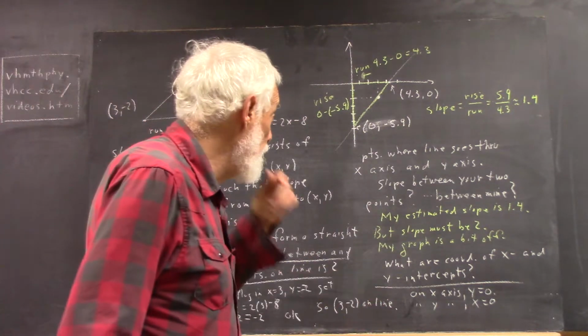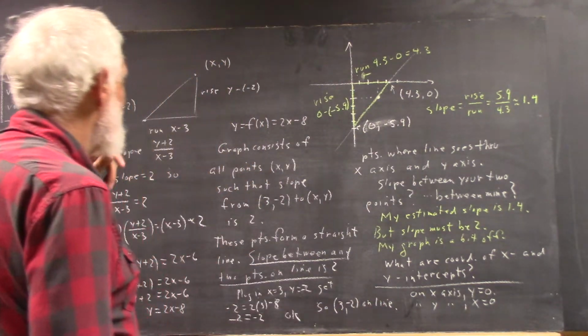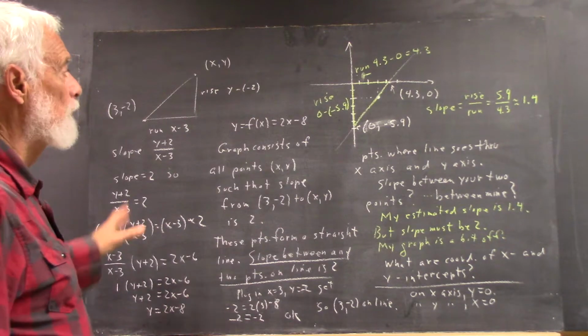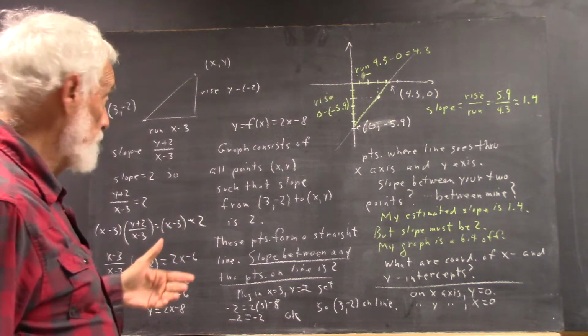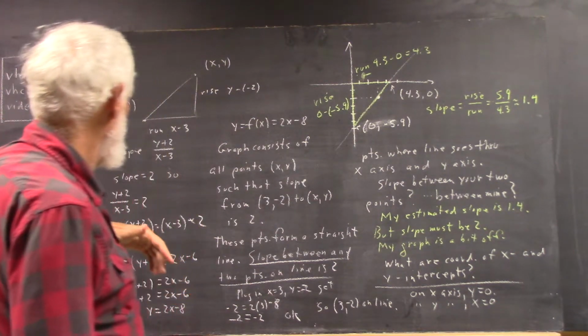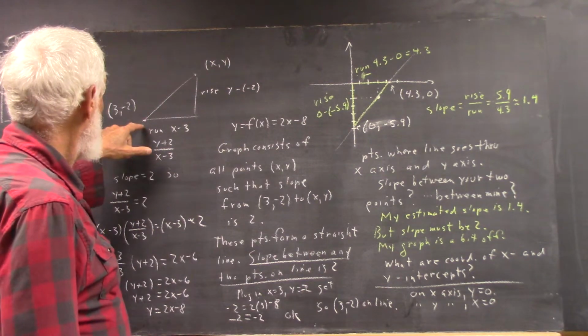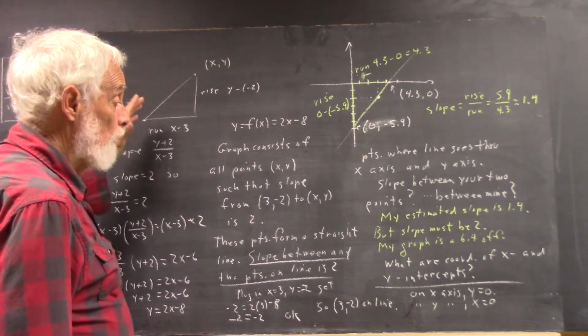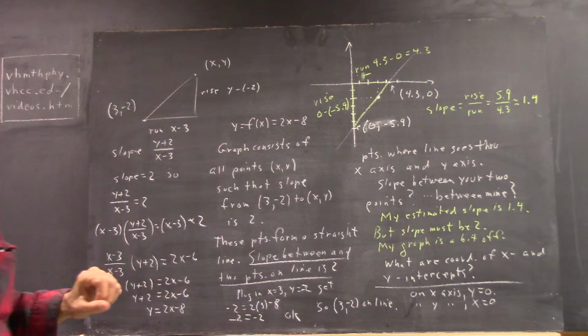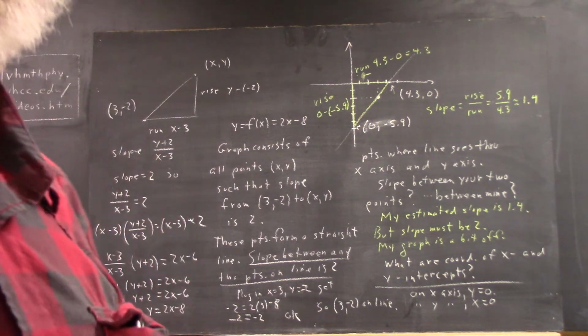Okay, now next we're going to determine the x and y intercepts of the line that we get if we draw a line from (3, -2) with a slope of 2. I'll do that in the next segment.